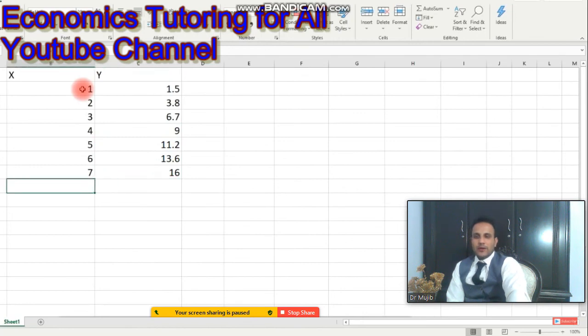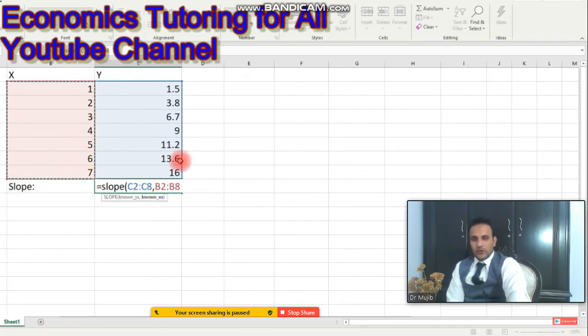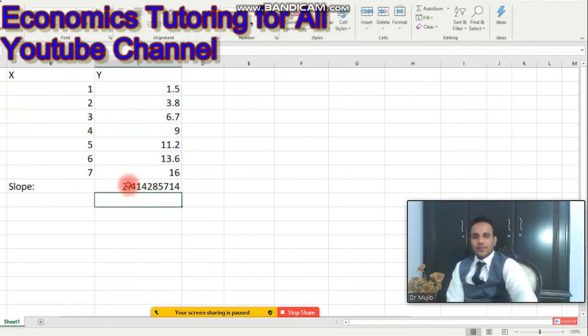Now we have to find the slope of the line. For that purpose, we type slope. Here we type the formula: equal slope, start and select the values of y, because we have to find the slope of the equation regarding y, the dependent variable, and the independent variable, then comma, and select the values of x about which you want to find the slope, close the bracket and click enter. So we calculated the slope, that is 2.41.